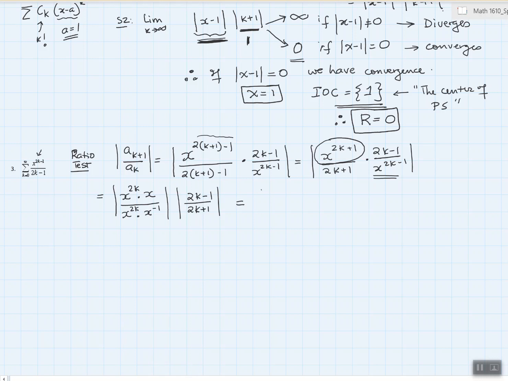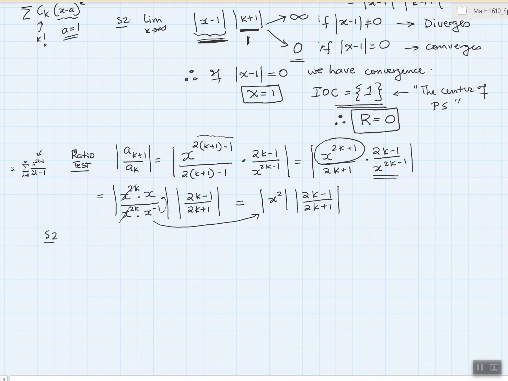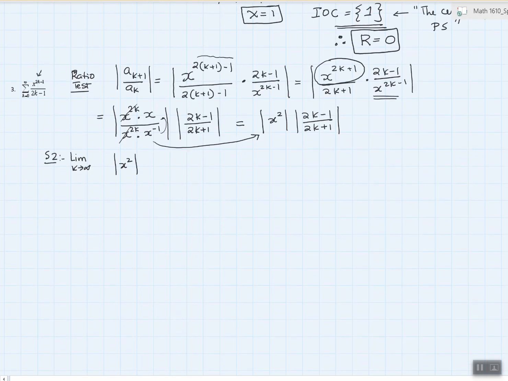Now these can be the x terms. This and this cancel. This can come up. So I get absolute value of x squared. And there's nothing much you can do about this one, so we keep it. So this is my ratio. Step 2. Now I have to take the limit as k goes to infinity. So I have absolute value of x squared. By the way, absolute value of x squared and x squared are the same, because once you square it, absolute value means nothing.